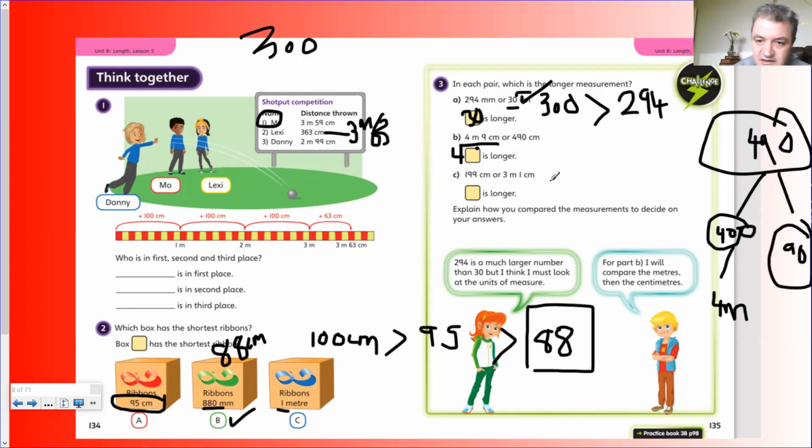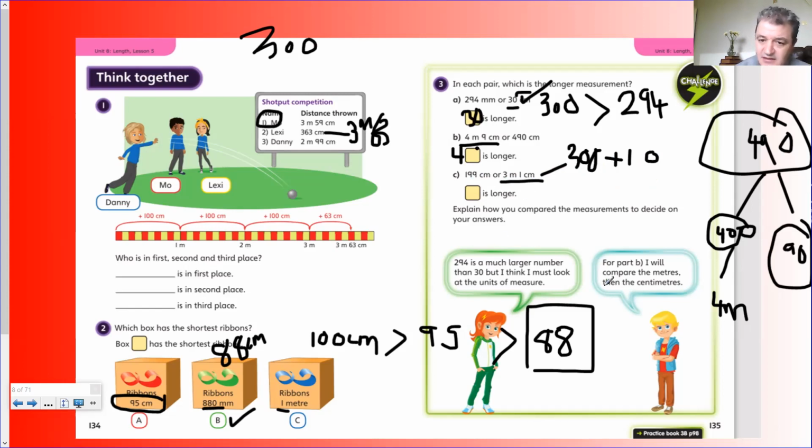Okay, let's go on to the next question. What about 199 centimeters? Again, we could do a part whole model. This would give me 3 meters is a 300 and 10. We can clearly see that this is 310 centimeters. This is 199 centimeters, which is just under 2 meters. So clearly, the 3 meters is going to be the greatest answer.